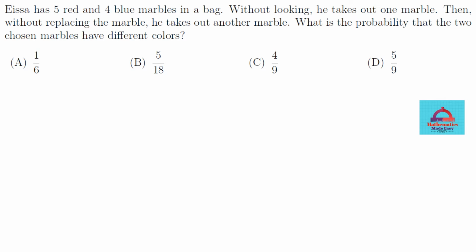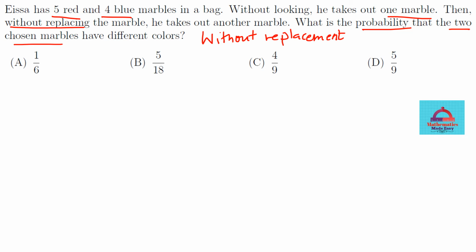So let's underline important points. 5 red, 4 blue. Then without looking, he is taking out one marble, okay, and without replacement. So this question is a question on without replacement. Because you're not replacing back the marble that you've drawn, the sample space will get affected. It will get reduced, okay. That is one important point in the question. What is the probability that the two chosen marbles have different colors?